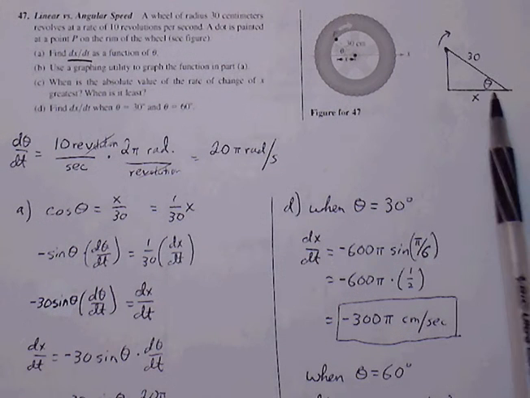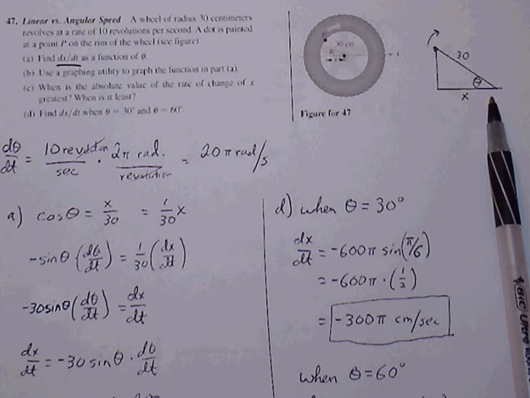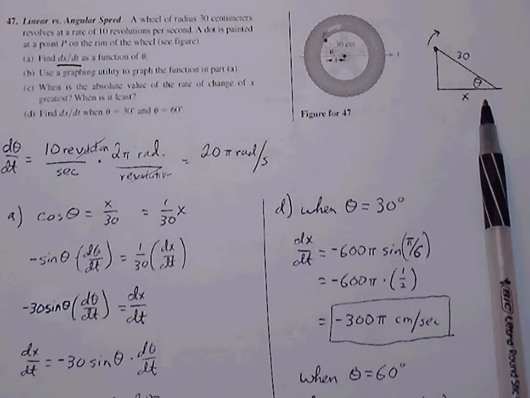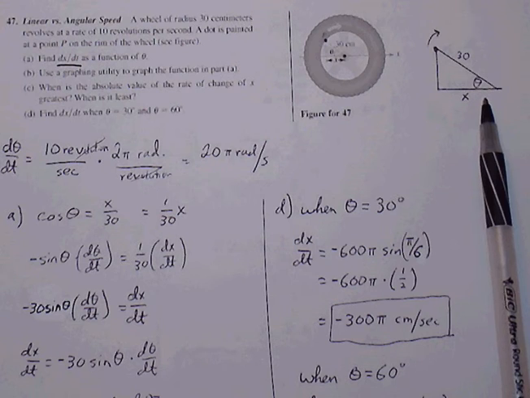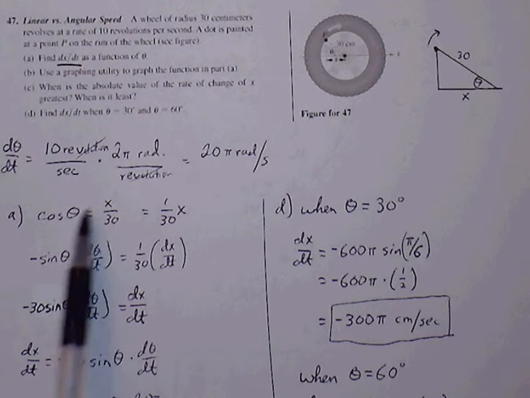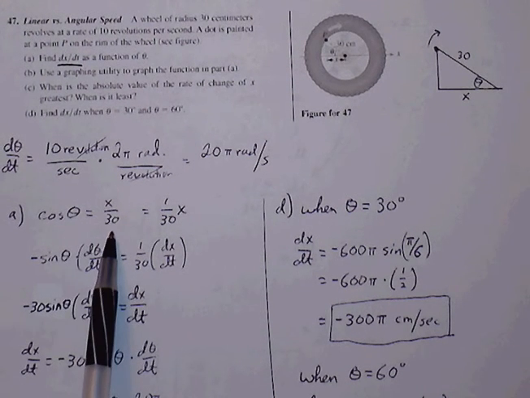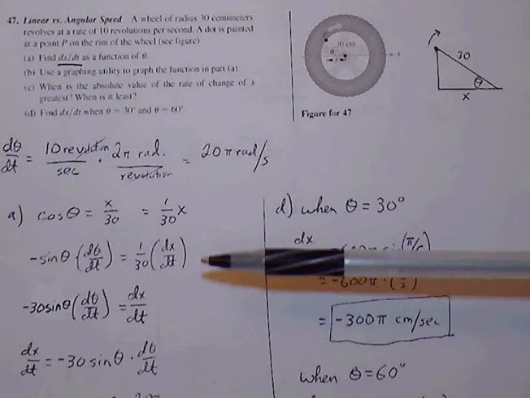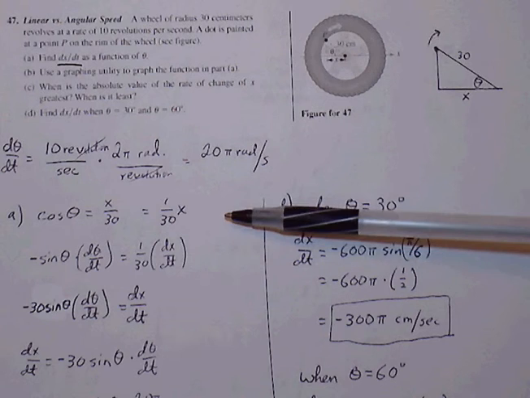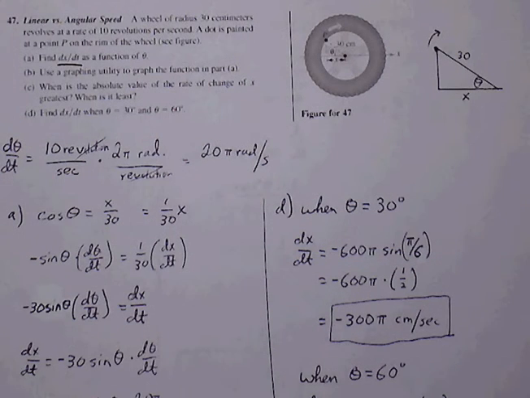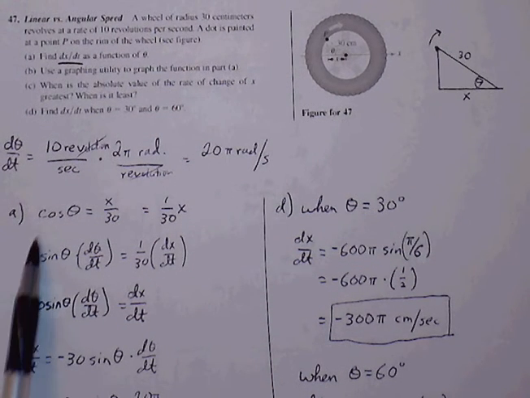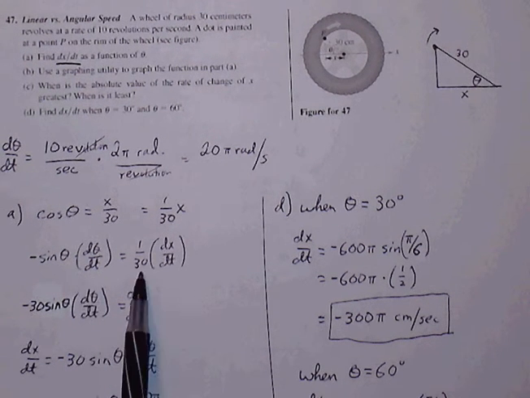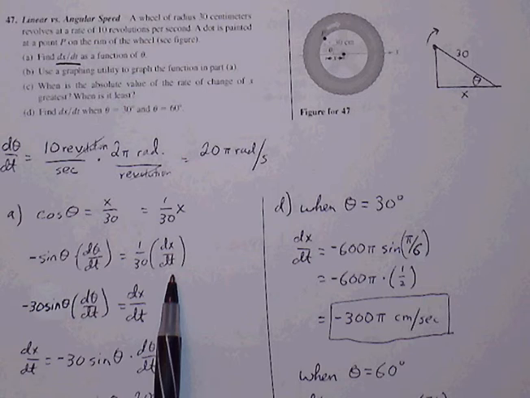So we first need to identify the trig function that will relate theta, x, and 30 together. So we can use cosine. Cosine of theta is equal to adjacent over hypotenuse. I can also rewrite this as 1/30 times x. We find the derivative of each side. Cosine of theta becomes negative sine theta, but we have to attach d theta/dt. 1/30 times dx/dt.